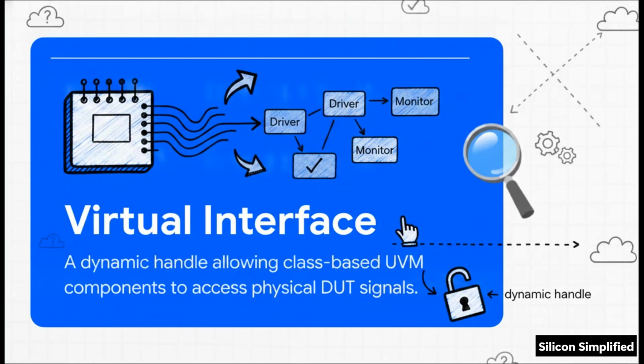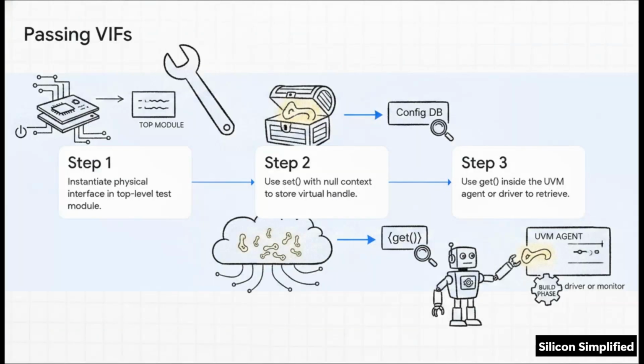Just a super quick refresher before we look at the code. A virtual interface is really just a dynamic handle, a physical pointer essentially, that allows your class-based UVM components, like your drivers and your monitors, to reach out and physically toggle or read the static pins on your Verilog device under test. To pull this off, we follow a pretty strict 3-step workflow.